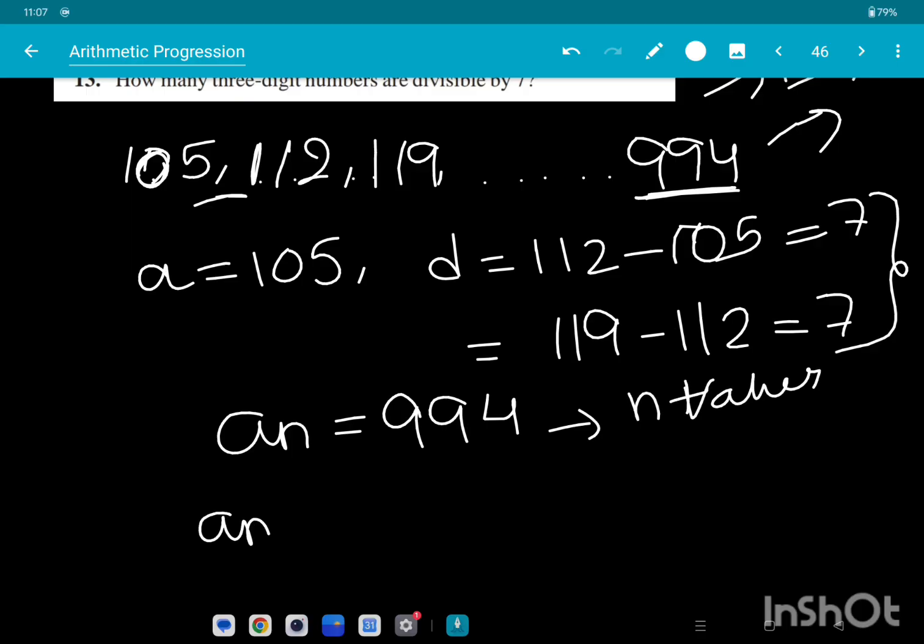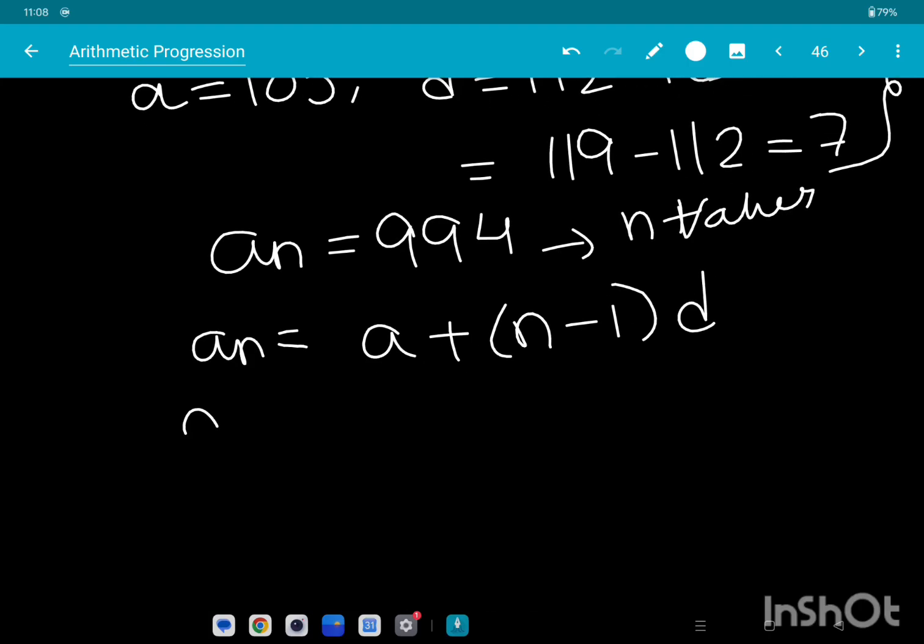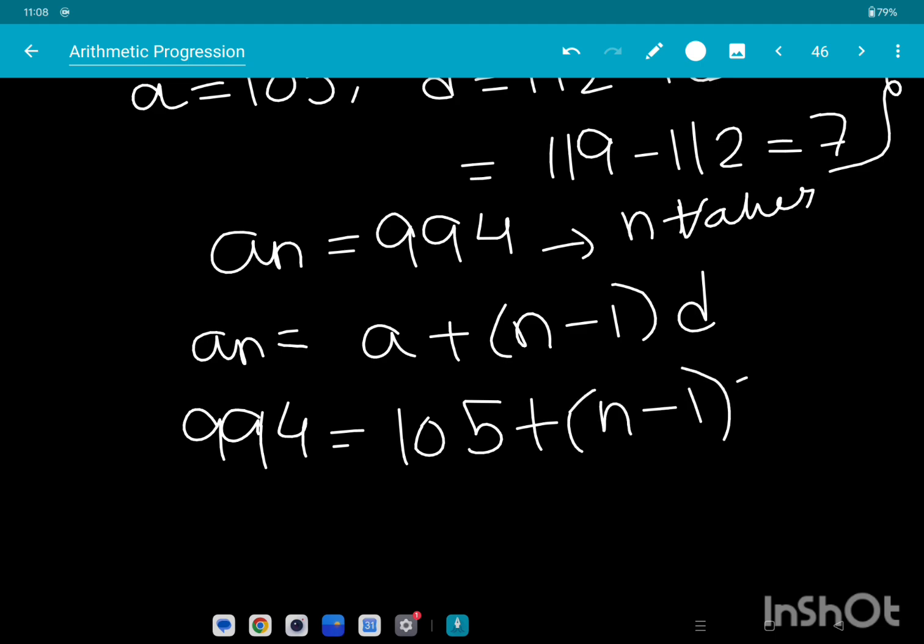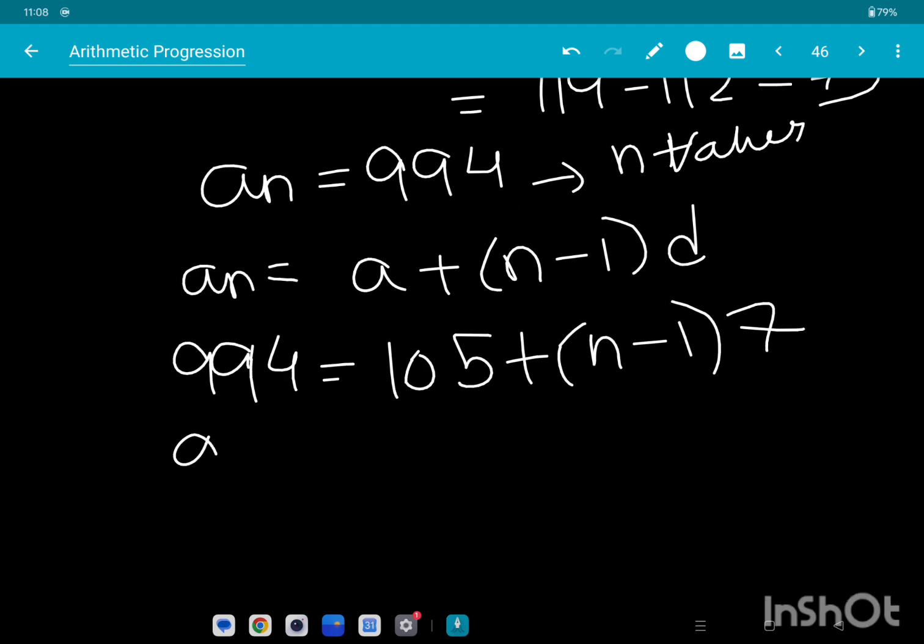So here an is equal to a plus n minus 1 into d. Here we need to find the n value. What is the an value? 994 is equal to a value is 105 plus n minus 1 into d, which is 7. So 994 is equal to 105 plus 7n minus 7.